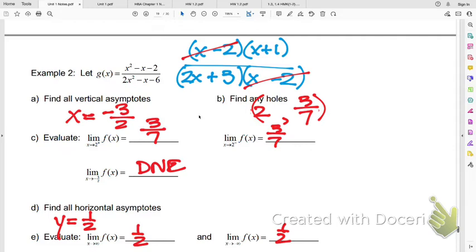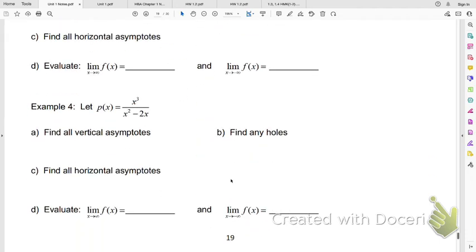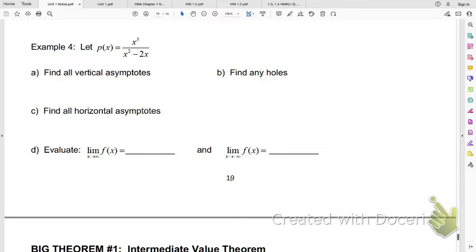Okay? Does this help with this process? Okay. Now, let me just check. I either want to do 3 first and then 4. No, I want to do 4 and come back to 3. Okay.